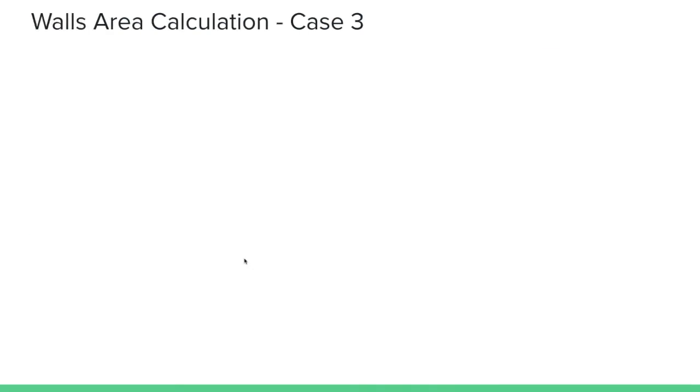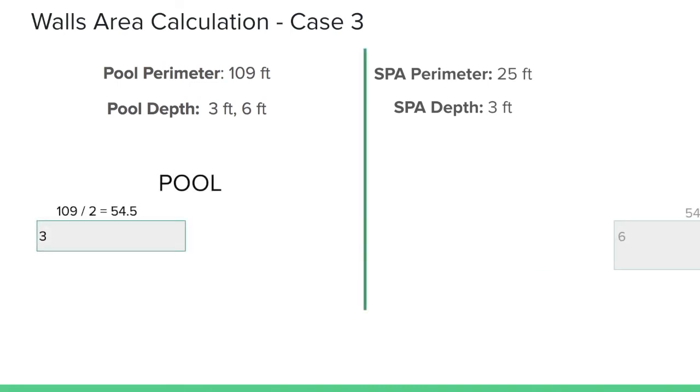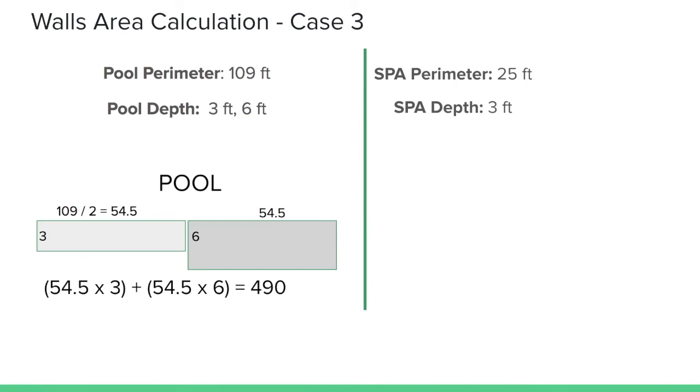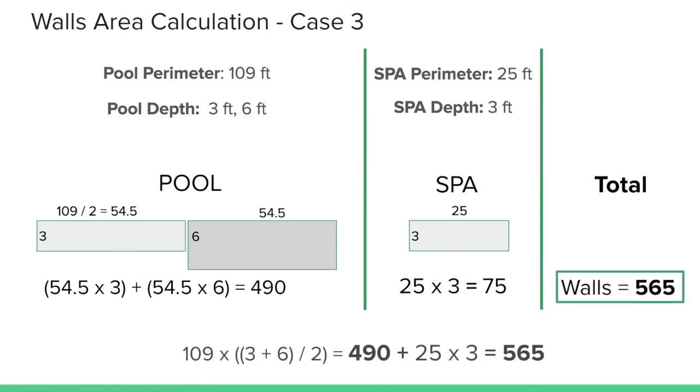Okay, let's find out what the wall area is. So we need the perimeter and the two depths that were provided, 3 and 6. The spa is 25 and 3 feet deep. So the pool, we got the two rectangles, one with a depth of 3, another one with a depth of 6. You get the area of those two rectangles, and you get 490. For the spa, we have one rectangle for an area of 75. You add them up, you get 565. The quick calculation is the perimeter times the average depth, and you get the same number.